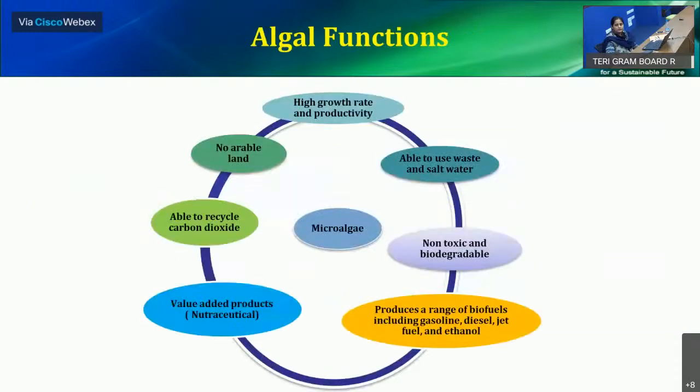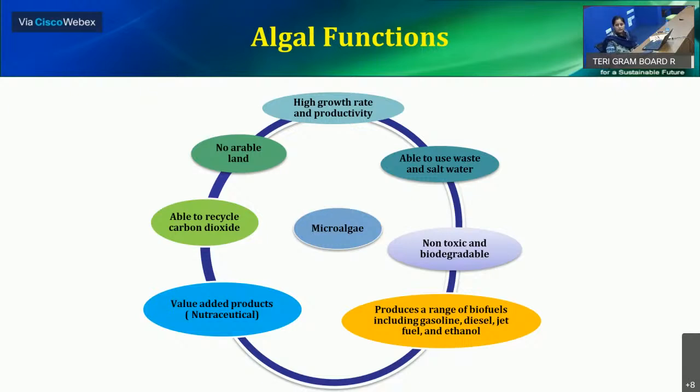So coming to why algae and why not the other crops besides algae, it's because the algae have very unique functions. The very first one, they are very fast growing and they yield higher productivity. And moving towards the second, they are able to use the waste and the salt water. For example, we can cultivate the algae in the coastal areas where the seawater is abundant, and that water can be utilized for growing the algae. Since the seawater contains many nutrients which are essential for the growth of algae, it may help to reduce the cost of the nutrients which we are preparing using the commercial media.